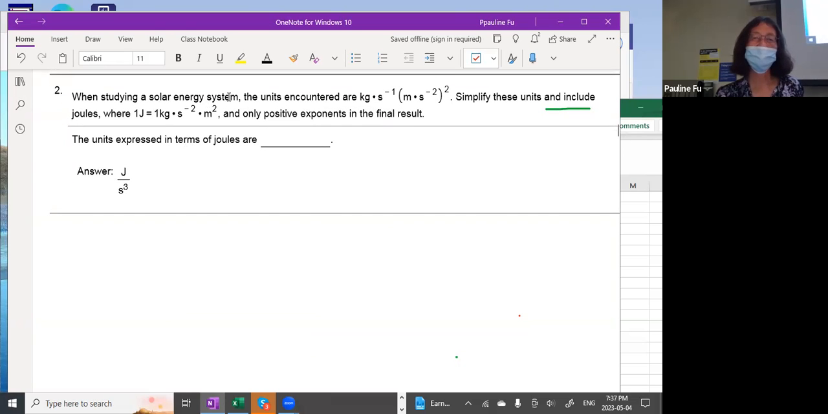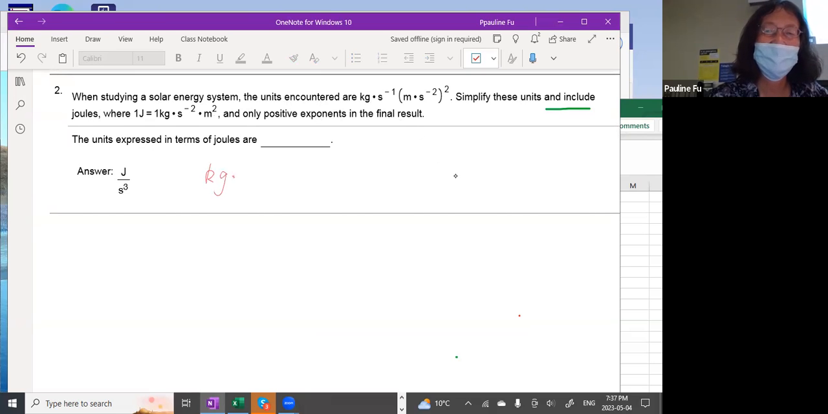When studying solar energy systems, the units encountered are this one. Simplify the units and include joules. It is just a unit for energy. Only positive exponents in the final result. So basically, you are asked to simplify (kg times s raised to power negative 1 times m times s raised to power negative 2), then raised to power 2. And you are asked to use joules. So 1 J equals 1 kg times s raised to power negative 2 times m raised to power 2.